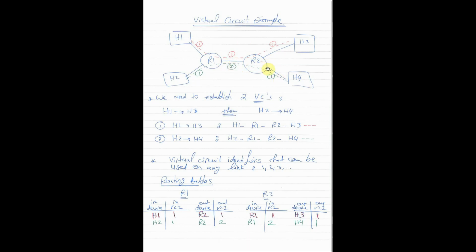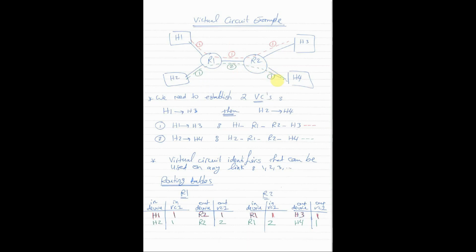And on the last link, from R2 to H4, is it being used by the first connection? No, the first connection is going along the link between R2 and H3. So this link is not being used by any other connection in this example, which means in principle we can choose identifier 1. So identifier 1 followed by identifier 2, because the middle link is shared between two different virtual circuits. One of them is using identifier 1 and the other is using identifier 2. Finally, the last link is not common and we can come back to identifier 1.